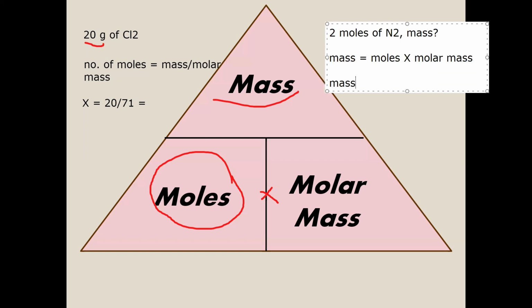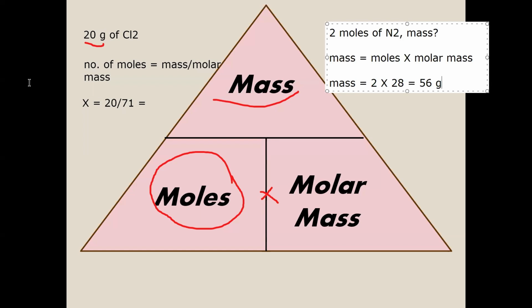So the mass will equal the number of moles, which is 2, times the molar mass of N2, which is the number of atoms multiplied by the atomic mass. The atomic mass of nitrogen is 14, and we have 2, so 2 times 14 is 28. So the mass here is 56 grams. Okay?